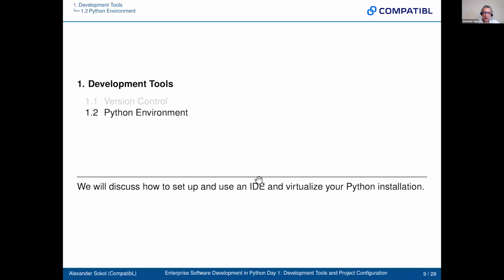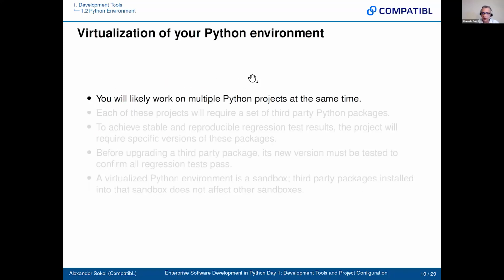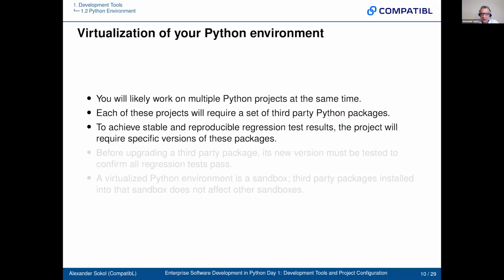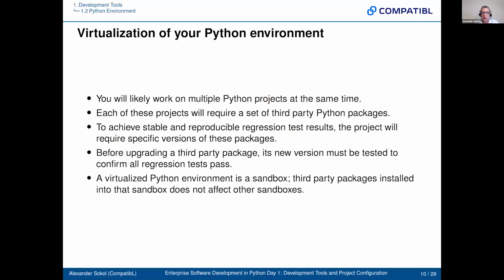Right. So now, Python environment. First of all, you will likely work on multiple Python projects at the same time, right? And each of these projects will require a set of third-party Python packages. To achieve stable and reproducible regression test results, the project will require specific versions of these packages, right? And before upgrading a third-party package, its new version must be tested to confirm all regression tests pass. So you need a virtualized Python environment, which is a sandbox, right? So third-party packages installed into that sandbox do not affect other sandboxes. Actually, there's a typo here.